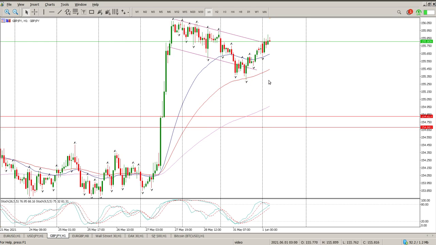If it does start dropping, I still wouldn't be wanting to buy it. Well, sorry, wouldn't want to be selling, because the trend is up and this move here was very strong. So we're looking for structure, and I think that's what we're trying to form here.